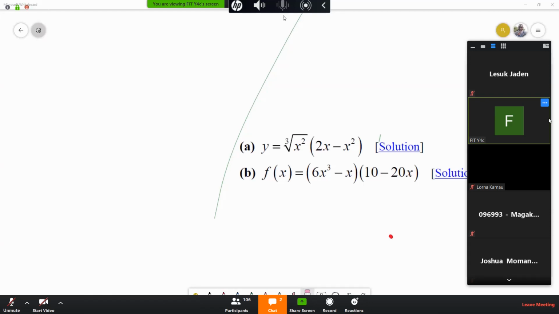I'm going to use the product rule. And you don't have to simplify it to the farthest. After applying the rules, you can leave it like halfway.